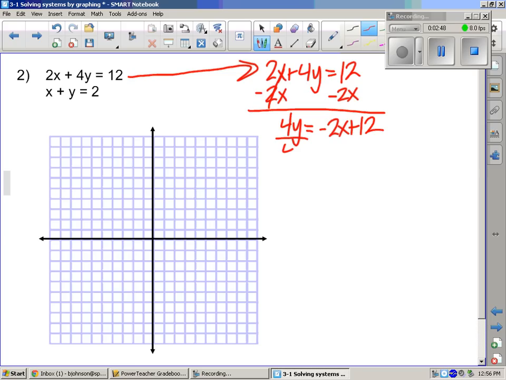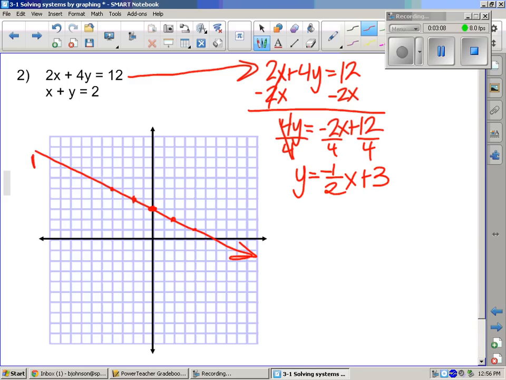Notice I'm putting the x portion first and the number second. And then from there we would divide by 4. Make sure you do it everywhere. That's a very common mistake. Slope would be -1/2, and then my intercept would end up being +3. So there's my intercept. Use the slope, down 1 over 2, down 1 over 2, etc. And connect those dots. Okay, that was turning it to slope-intercept form.